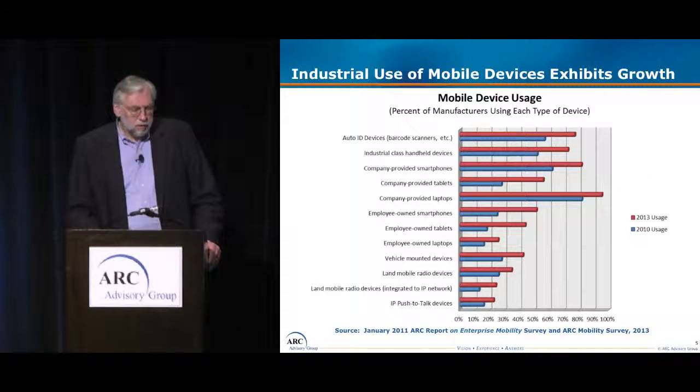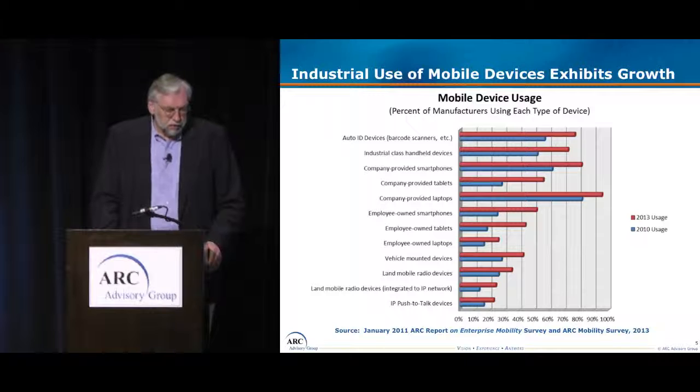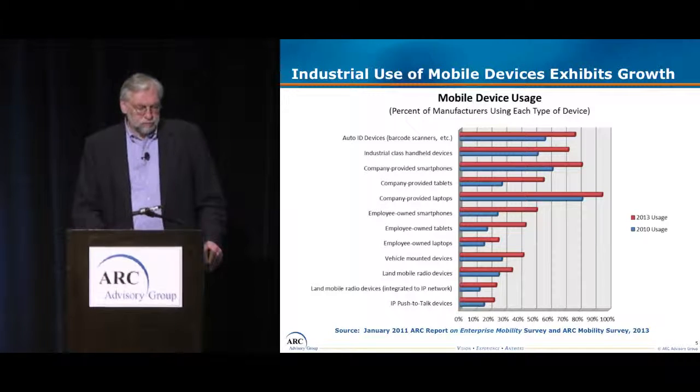We did a survey a couple years ago for 2010 data, and looked at a number of different ways that companies are already using various kinds of mobile devices. And we find that when we go back and look at it again in 2013, it seems like every category has gone up. So we can see some evidence that this is going into the plants. And it's not just smartphones, it's all kinds of mobile solutions.